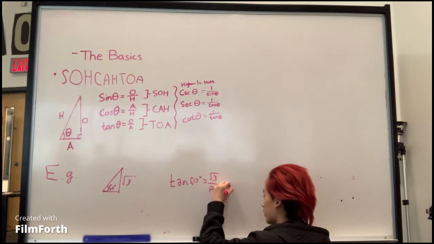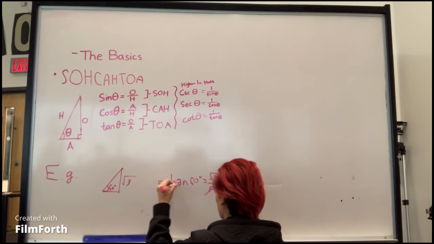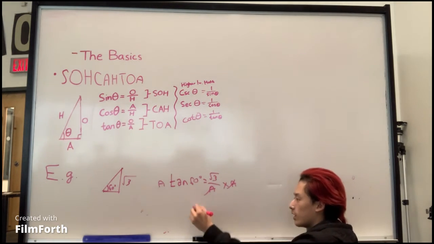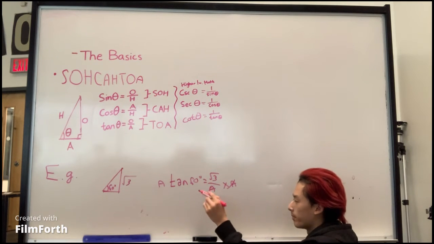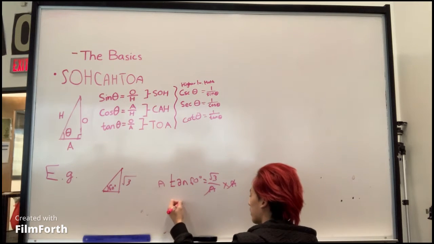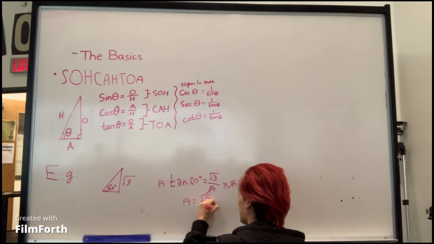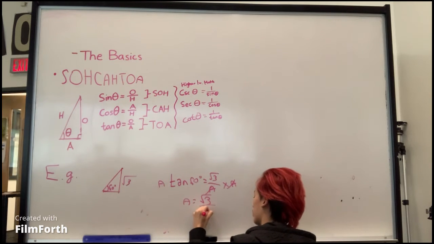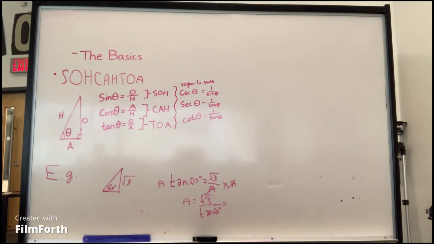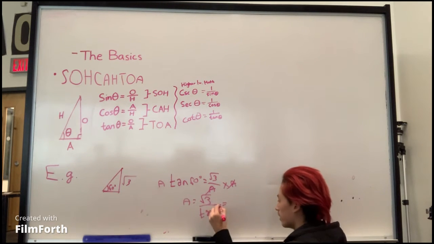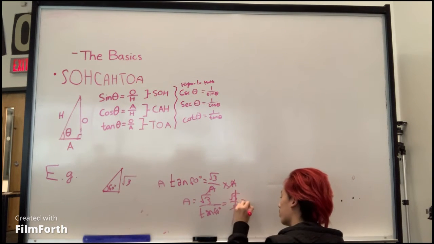For starters, let's multiply both sides by a so that a is in the numerator. Now that the a's cancel out on the right side and we have a on the left side, we get a tangent 60 degrees equals root 3. Now, let's solve for a. We divide both sides by tangent 60 degrees. Therefore, a equals root 3 over tangent of 60 degrees, and the tangent of 60 degrees is root 3. Therefore, you get root 3 over root 3. The root 3's cancel out, and you get 1.